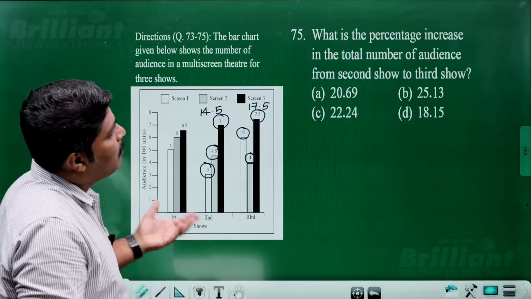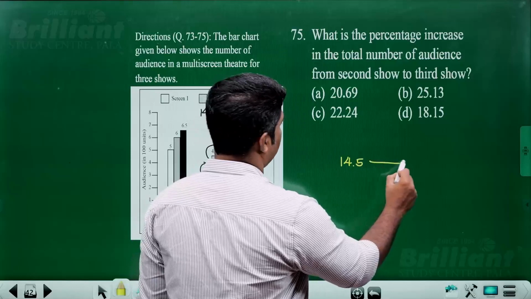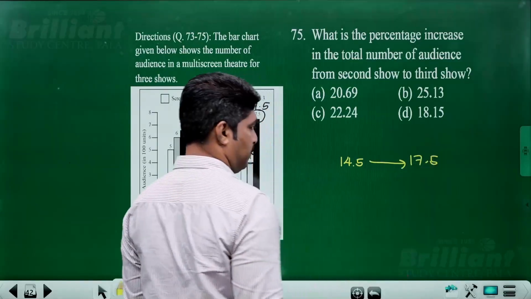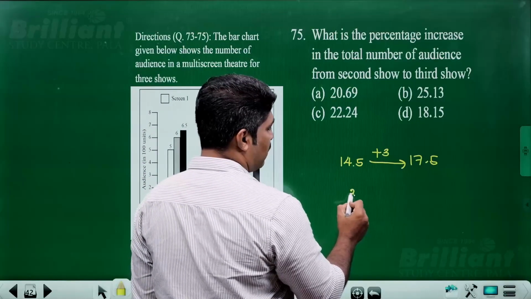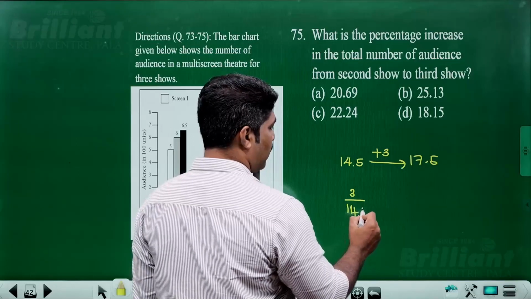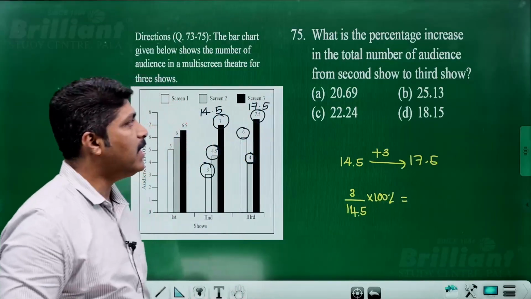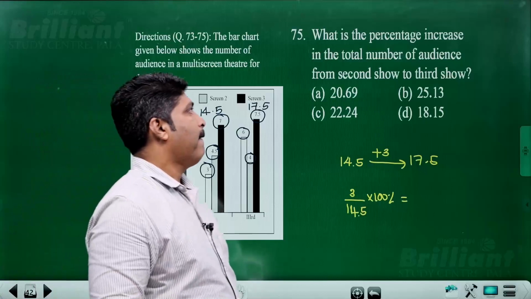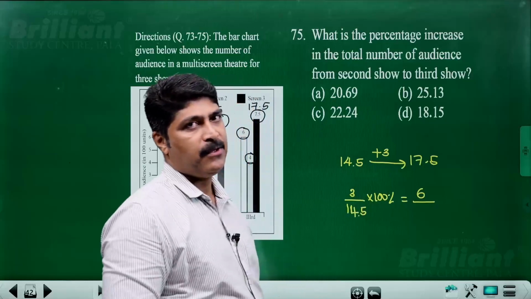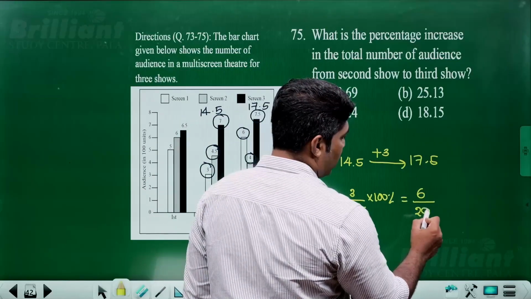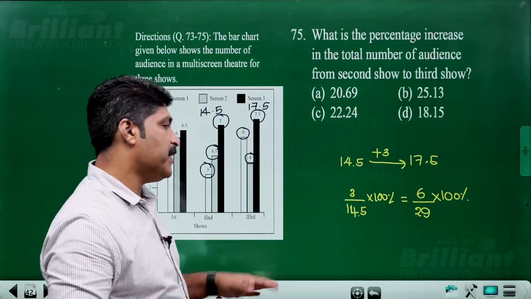Take these two values together. Like that we can consider. What is the percentage of increase in the total number from 14.5 to 17.5? So what's the increase here? Increase of 3. So we are going to find out 3 is what percent of 14.5. You can avoid that decimal value if it's required. How will it become? So this is 6 divided by, multiplying both these values by 2, 14.5 twice is 29, into 100, right? So we simplify it. This is 600 by 29.